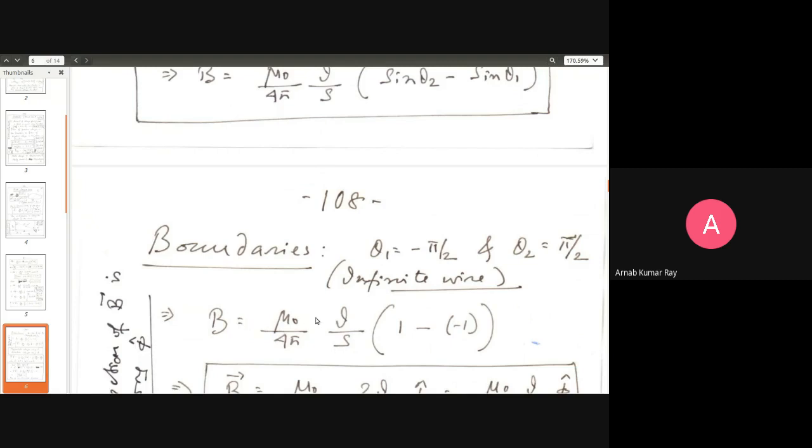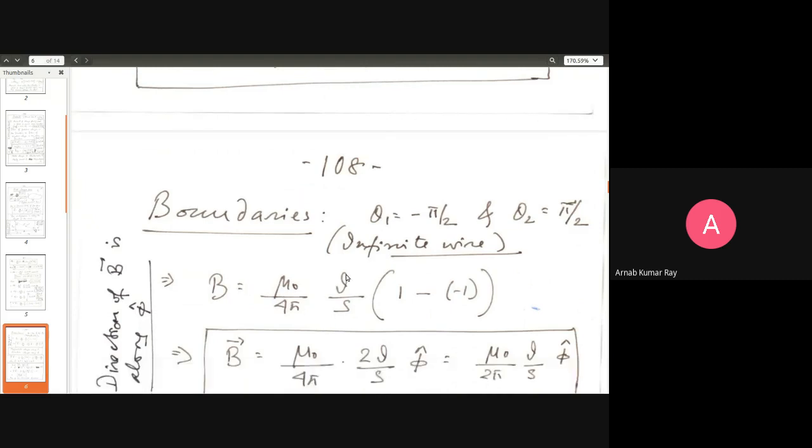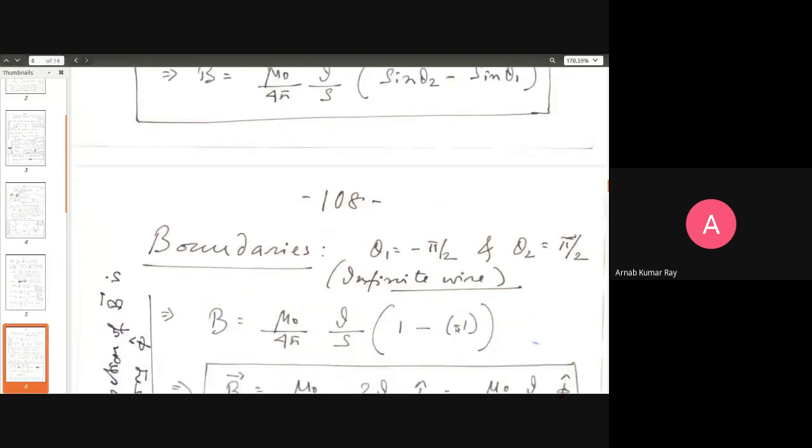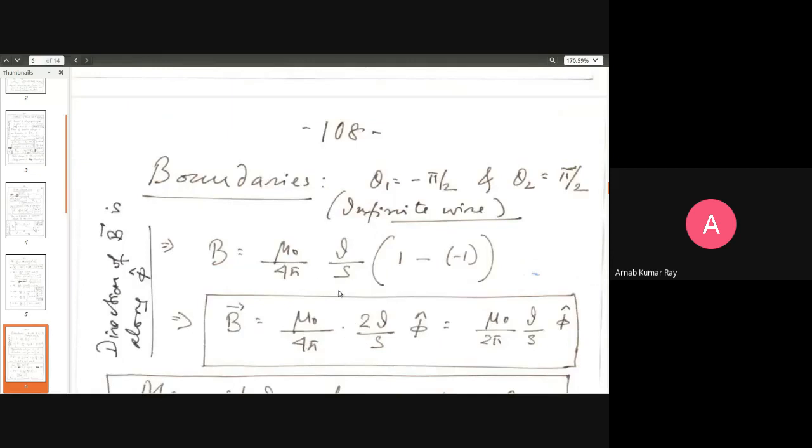So B will be equal to mu naught into I by 4 pi s into 1 minus of minus 1. And that thing will be equal to plus 2 here, and 4 pi here will cancel. So you will have mu naught 2I by 4 pi s. Now phi cap. Where have I got this phi cap from?